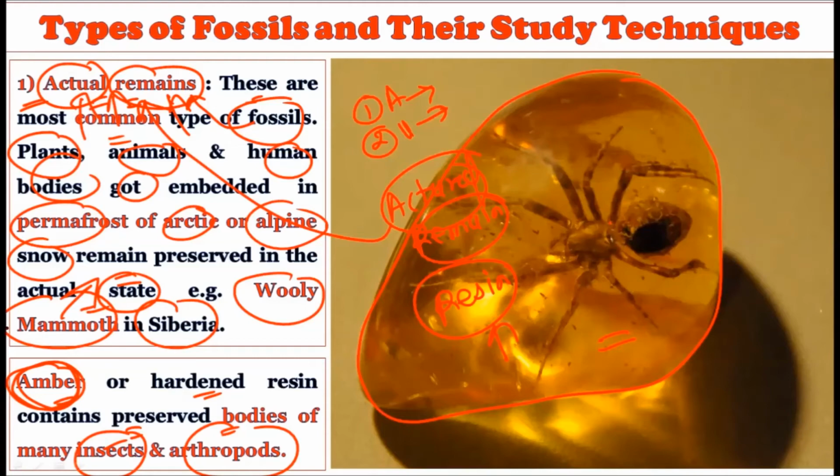So in this other kind of classification of the fossils, the very first type is called the actual remains, in which the body of the plants, animals, or any other type of body gets completely embedded into the permafrost of the Arctic or the alpine snow, and it will remain intact as it is. For example, the woolly mammoth in Siberia, and the amber, in which there is an insect or arthropod which is completely preserved inside the resin ball.